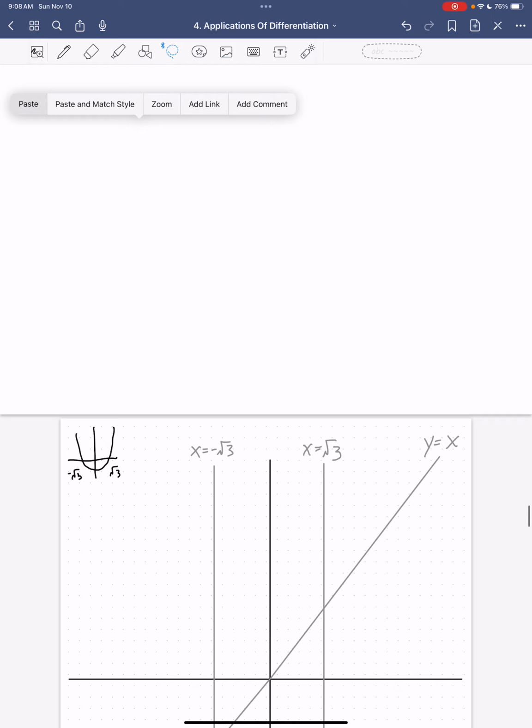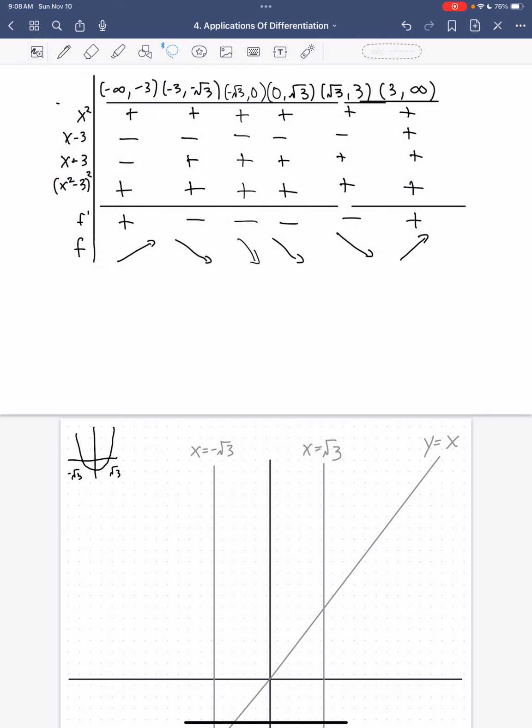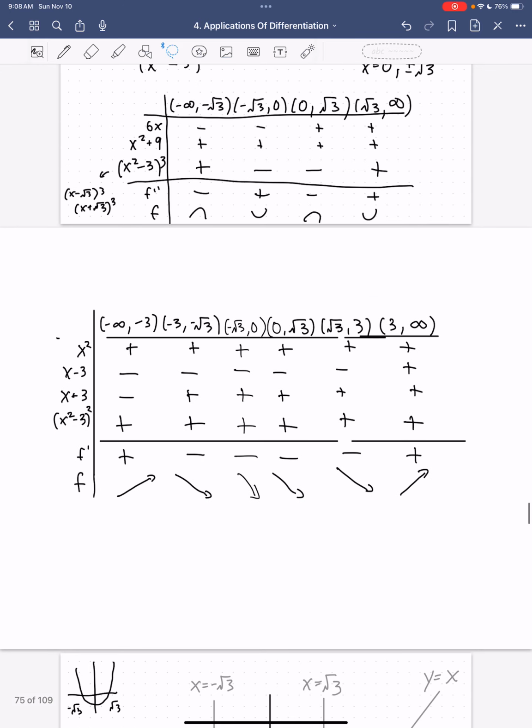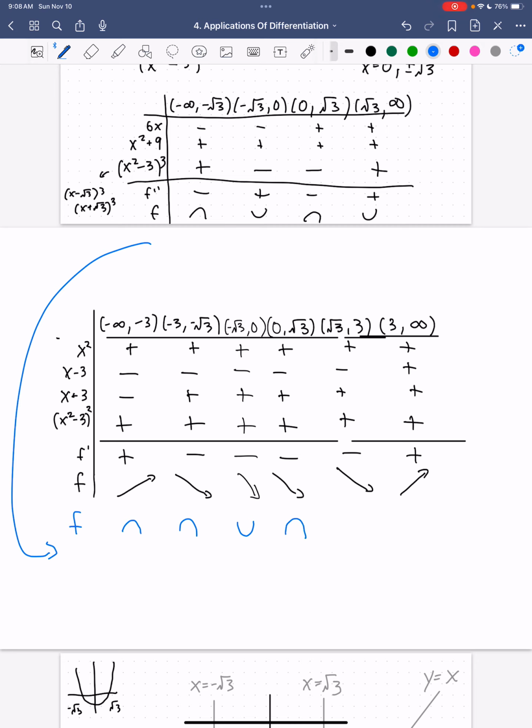So here, if we add in what was happening for concavity, we can see that f is concave down until negative root 3. Then it's concave up until 0, then concave down until root 3, and then concave up afterwards. Cool.